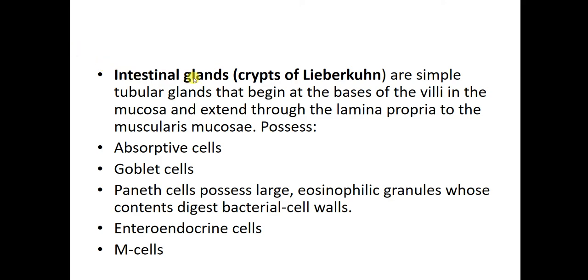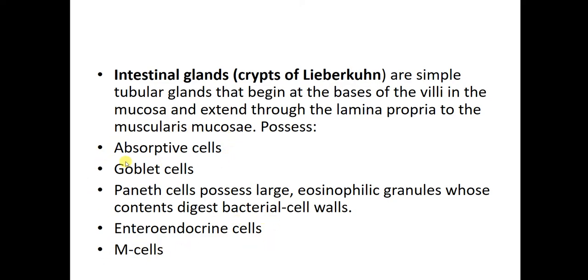Intestinal glands. So in the intestine we have intestinal glands, known as crypts of Lieberkühn. They are simple tubular glands that begin at the base of the villi in the mucosa and extend through the lamina propria to the muscularis mucosae. They possess different cells: absorptive cells, goblet cells, Paneth cells, enteroendocrine cells, and M cells.